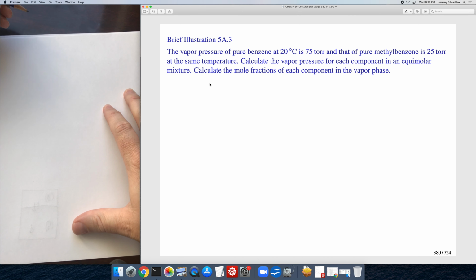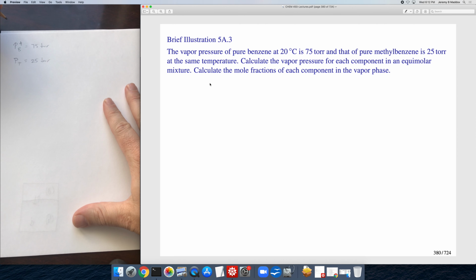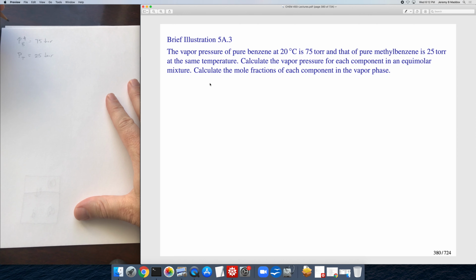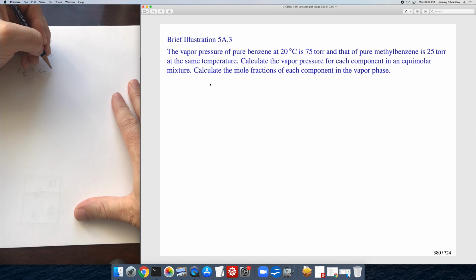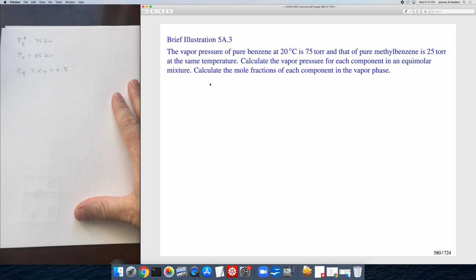Methylbenzene is also called toluene, and so I'm just going to say that the vapor pressure of benzene is 75 torrs. The vapor pressure of toluene is 25 torrs. We're considering an equal molar fraction, which means that the mole fraction of benzene equals the mole fraction of toluene equals 0.5 in this case.